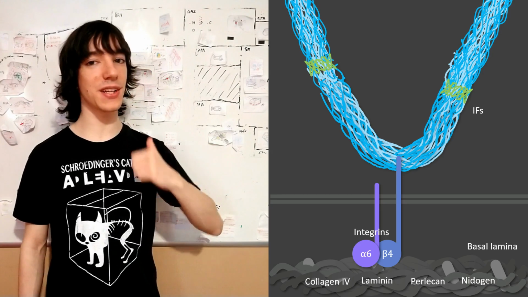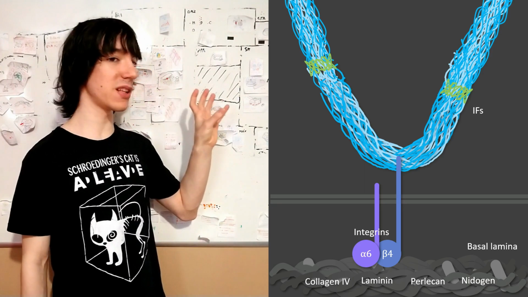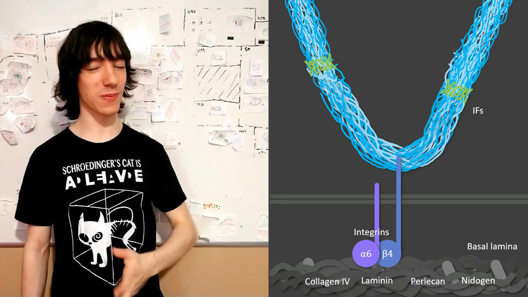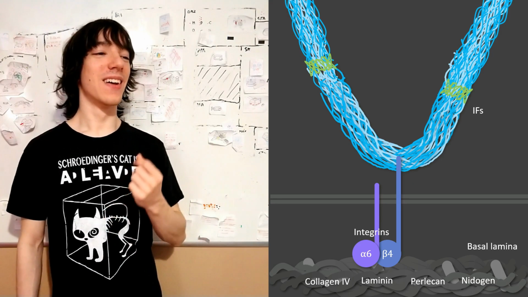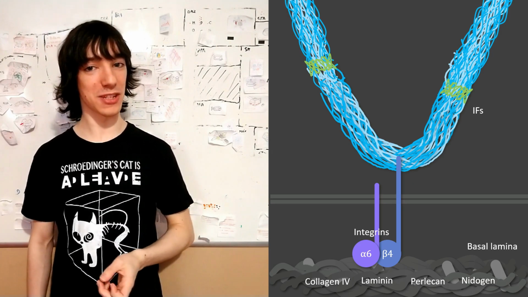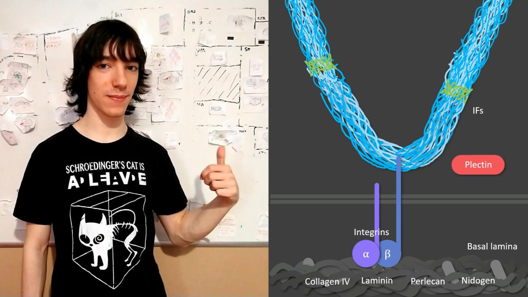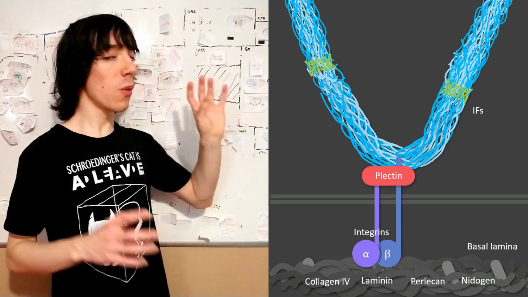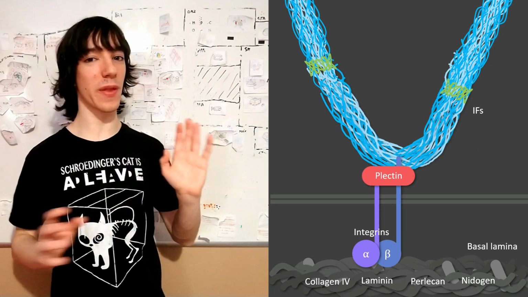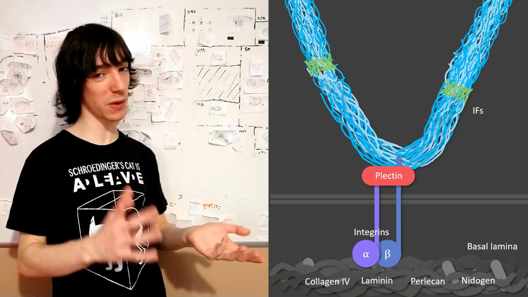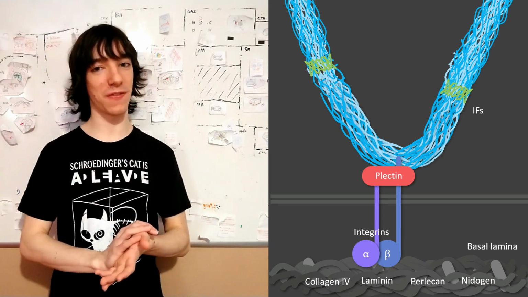But integrins can't interact directly with intermediate filaments. They need adapters. Oh, you know this. The main adapter for integrins in hemidesmosomes is plectin. And with this, we have the main idea, or the main model of hemidesmosomes, the simplest one too. We can go a bit further.